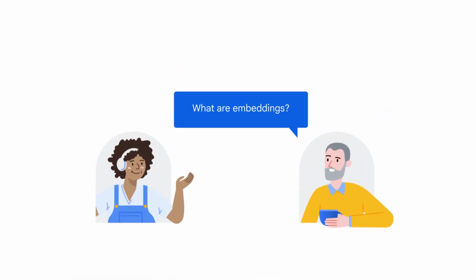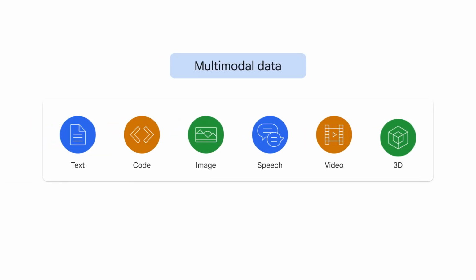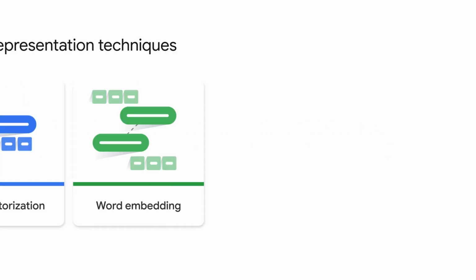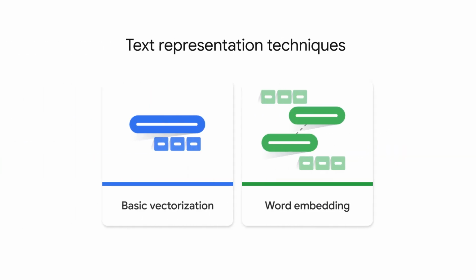What are embeddings? Well, as you know, the input data of a Gen AI model comes in all sorts of formats: text, images, audio, video. These are called multimodal data. How to represent multimodal data numerically while preserving its meaning is the real challenge. Take text data as an example.